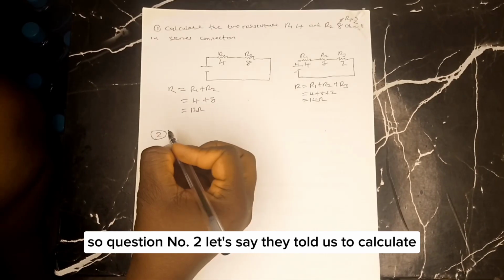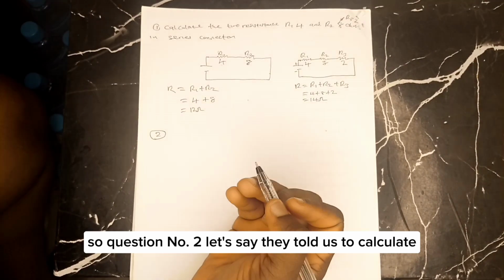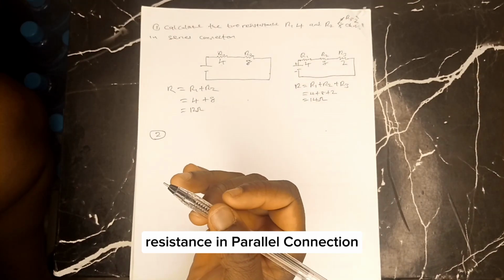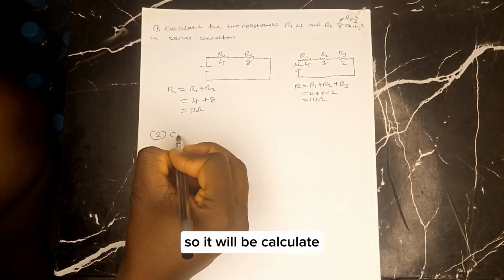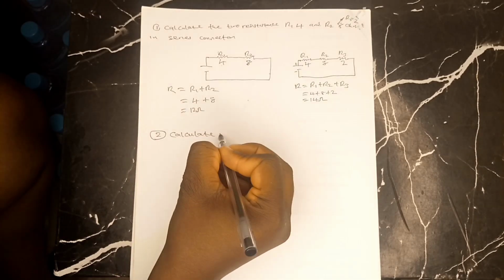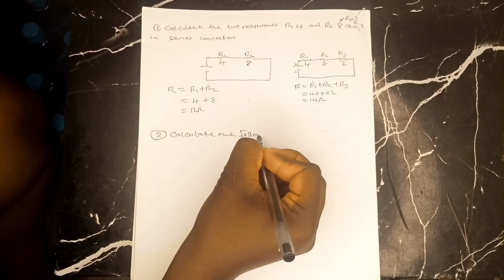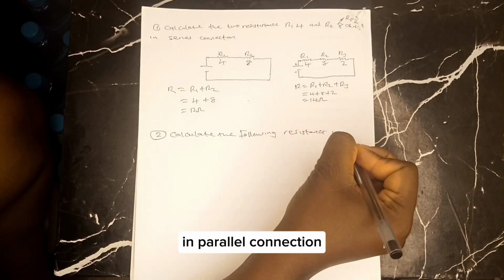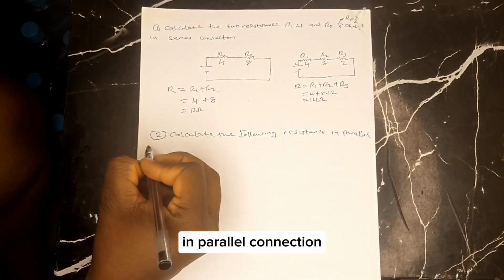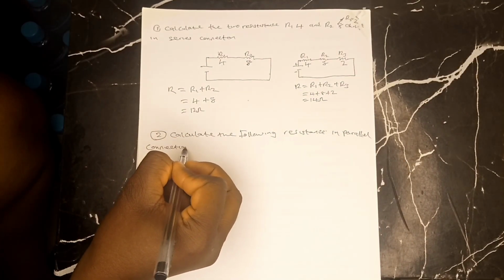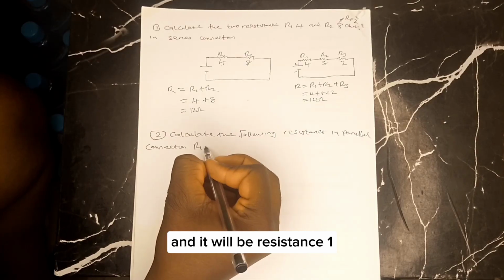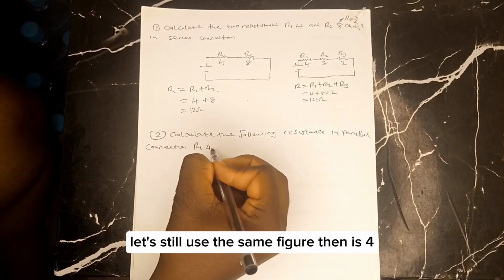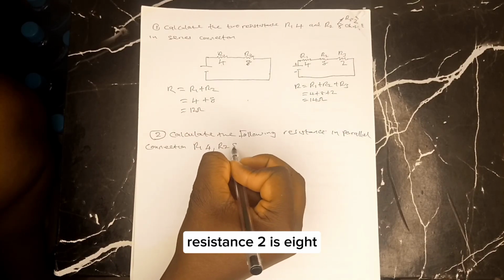Now let's go further to solve for parallel connection. So question number 2, let's say they tell us to calculate the following resistances in parallel connection. It will be resistance 1, let's still use the same figures, which is 4, and resistance 2 is 8.